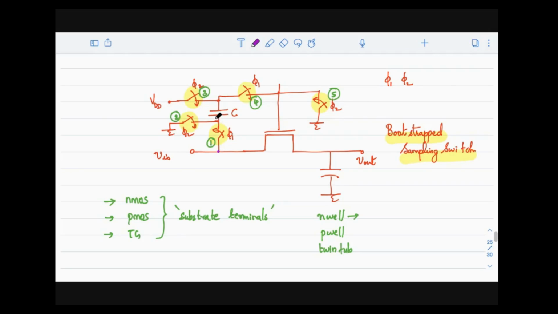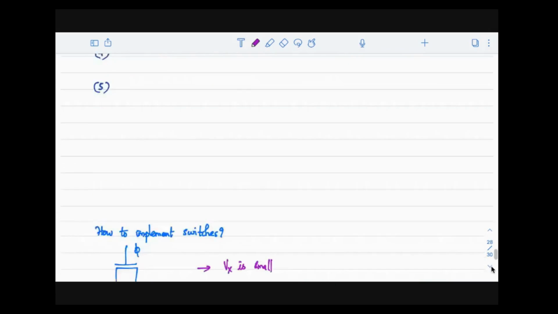Can I get a response in the chat? So I'm just marking about switch 1. Switch 1, you have a switch here. We know that this clock is 5-1. On one side, the voltage is V in. What is the voltage on the other side?